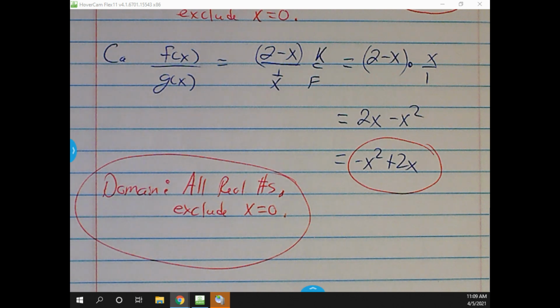Okay, so there's all your function operations. Again, mostly add, subtract, multiply. And division, again, is really not even division. It's really more factoring and canceling. In this case, when we did division, because of the fraction, it wound up actually being a multiplication problem.